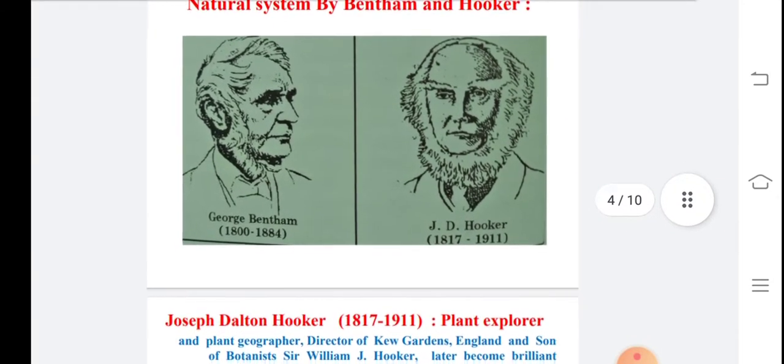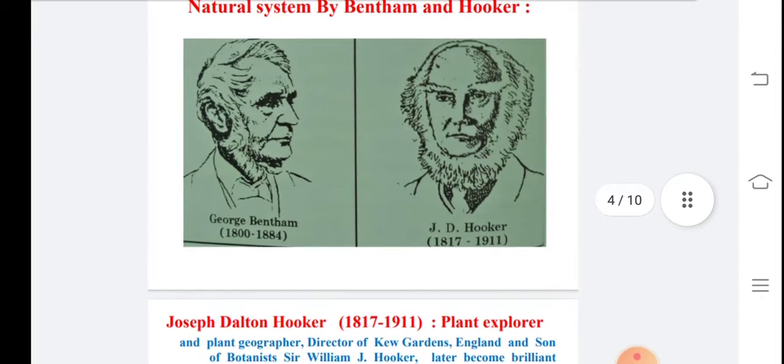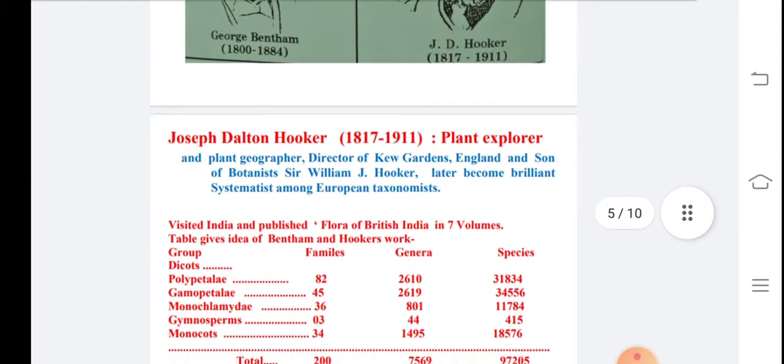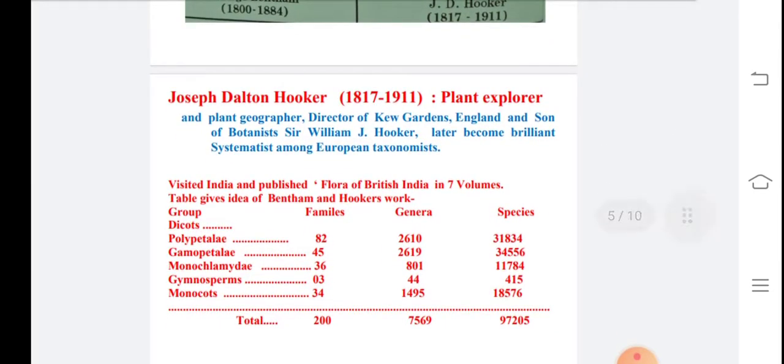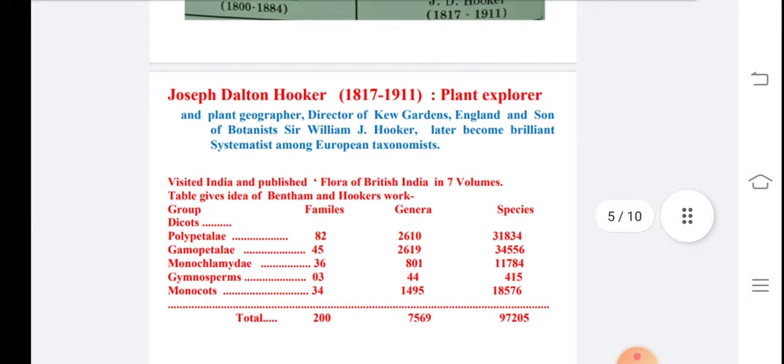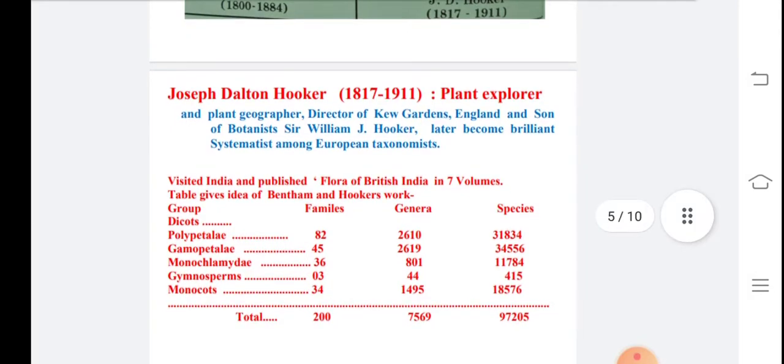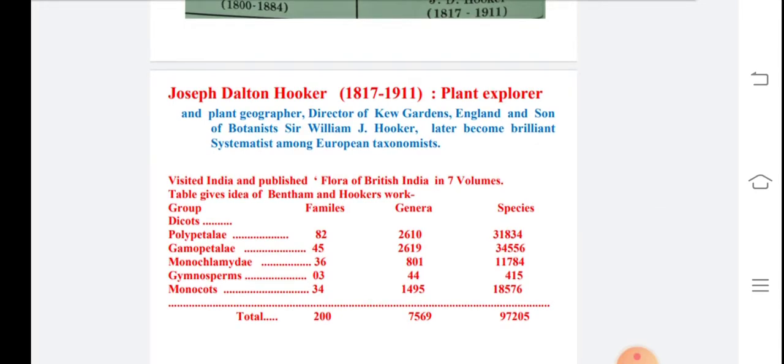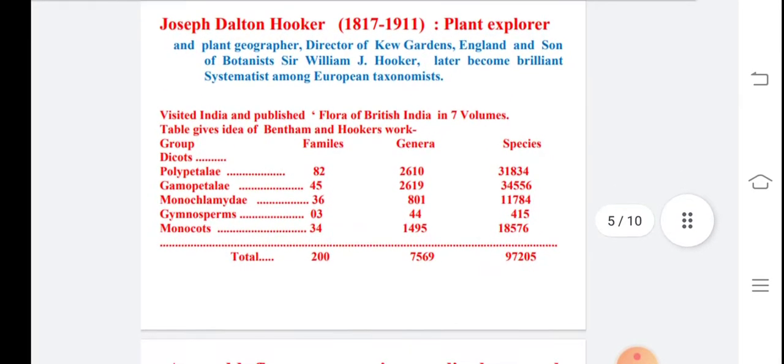These are the two authorities and their photographs: George Bentham and J.D. Hooker, 1817 to 1911, Joseph Dalton Hooker. They were plant explorers and geographers, and directors of Kew Botanical Garden, England. He was the son of the botanist Sir William J. Hooker, and later became a brilliant systematist among the European taxonomists.